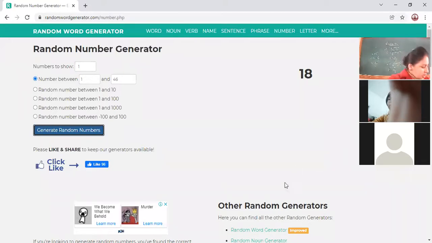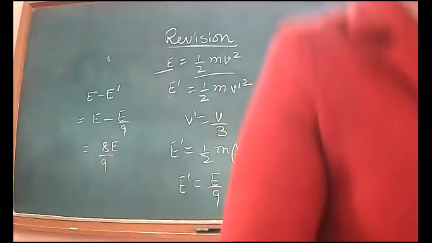Unmute yourself. How fast should a man weighing 600 newton run so that his kinetic energy is 750 joule, given small g equal to 10 meter per second square? So I repeat the question. How fast should a man of weight 600 newton run so that its kinetic energy is 750 joule? Small g is 10 meter per second square.